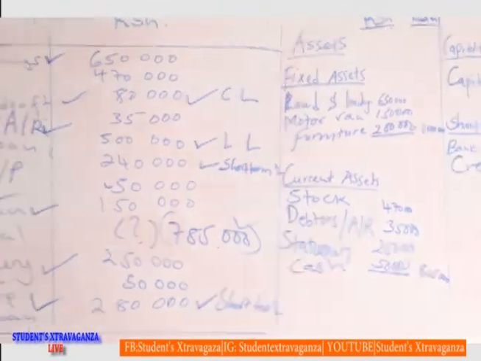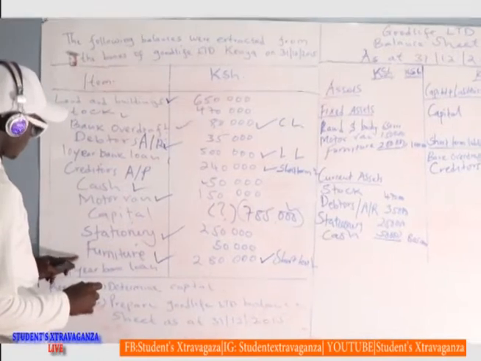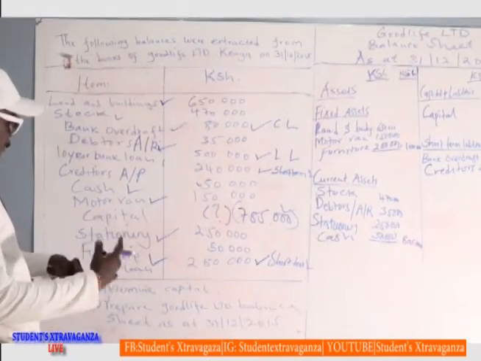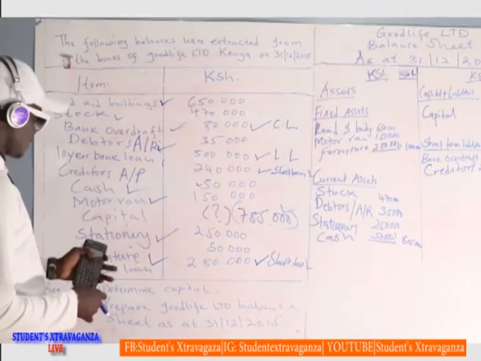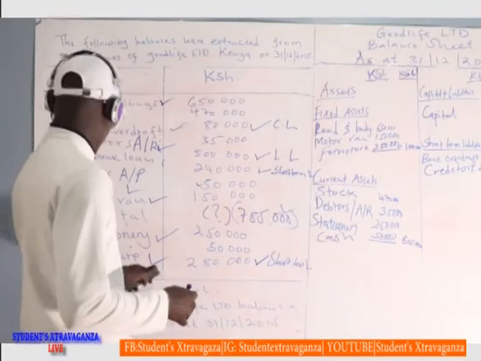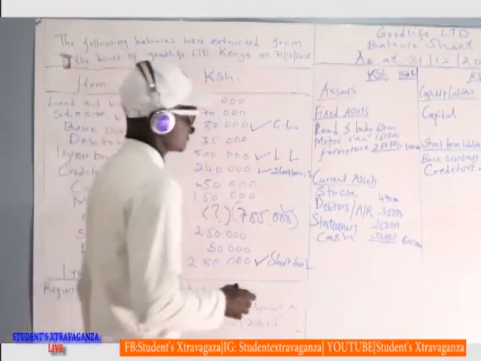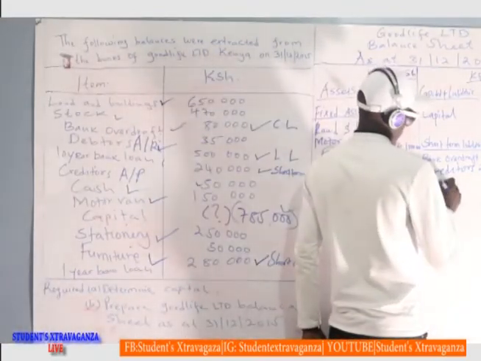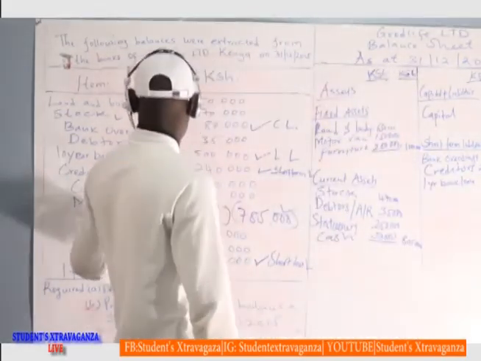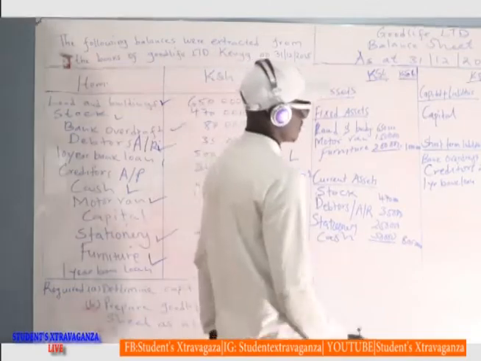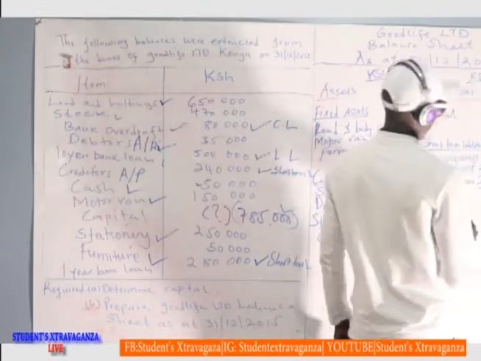Or accounts payables. Then another short-term liability, the 1-year bank loan. We can consider it as a short-term liability, 280,000. 1-year bank loan, 280,000.